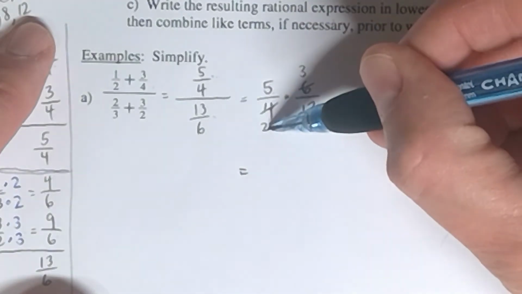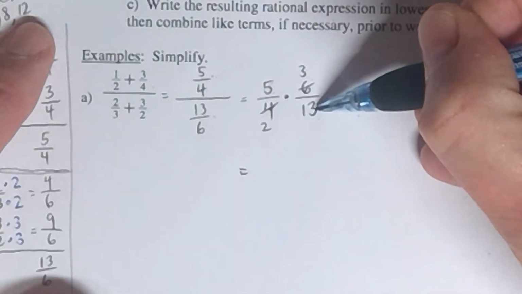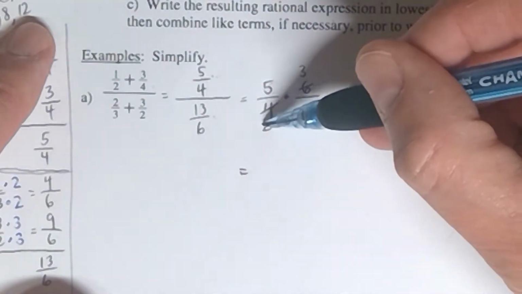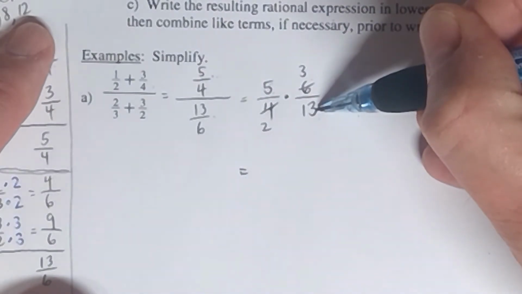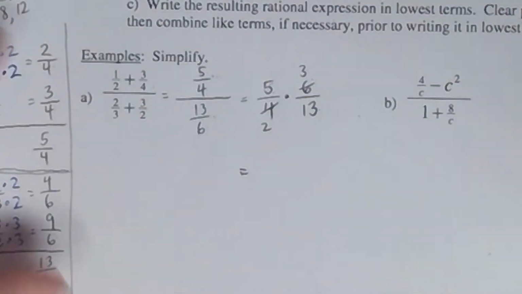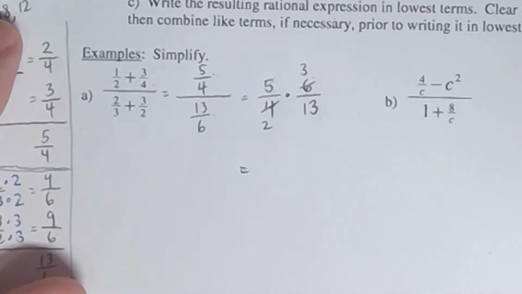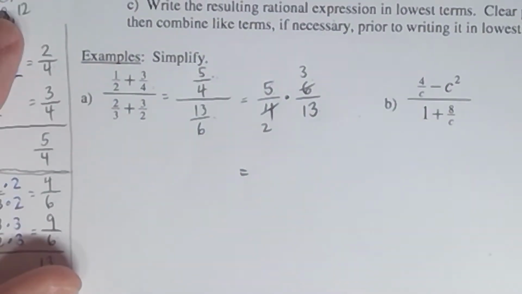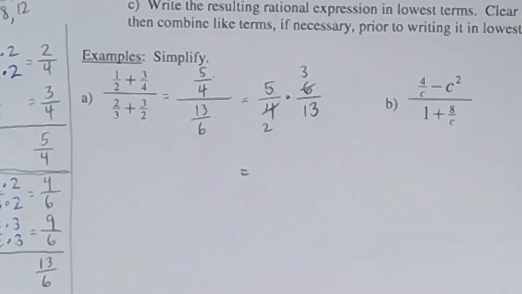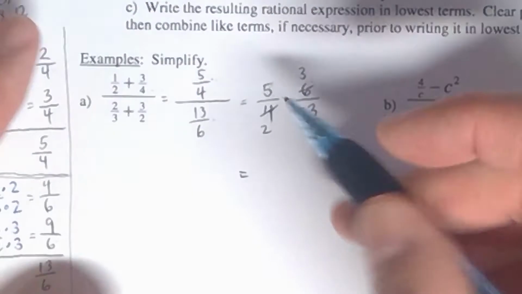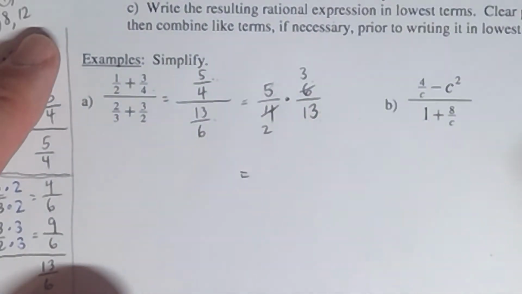Because 5 doesn't cancel with 2. 5 doesn't cancel with 13. 3 doesn't cancel with 2 or 13 either. In other words, the only common factor for any of those pairs of numbers is 1, and that's not going to make it any lower. Remember, the purpose of canceling is to make these numbers smaller, by dividing by the same thing. So we're done canceling.